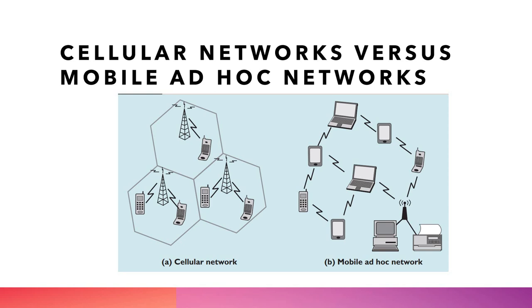In this example, as you can see, mobile laptops are all connected together, but not directly. For example, this mobile can communicate with that mobile only through this route, or this route, or this route. So they have to communicate with each other through multi-hop communication.